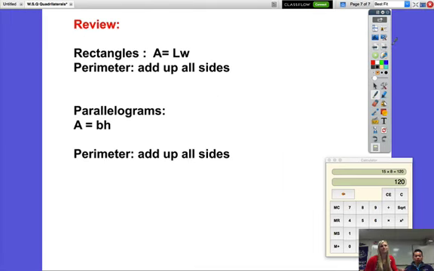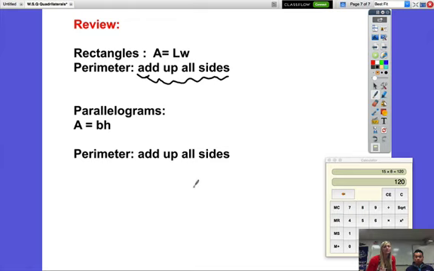Okay, so just to review, the area formula for a rectangle is length times width, and for the perimeter we're just going to add up all the sides. You might have several strategies to do this that makes it easier and faster for you, and that's absolutely okay. There's multiple ways to do that, but in the big picture, you're just going to add up all the sides. And for parallelograms, the area is the base times the height, and for that one also, you're just going to add up all the sides. And it's pretty easy because there's two sides that are the same in this situation for a parallelogram. Just add them all together.